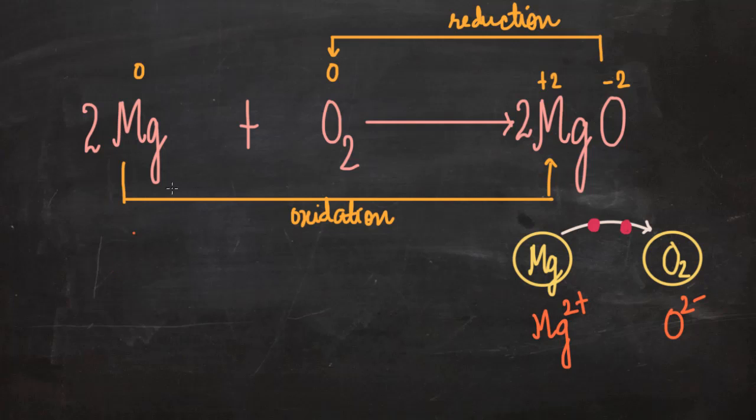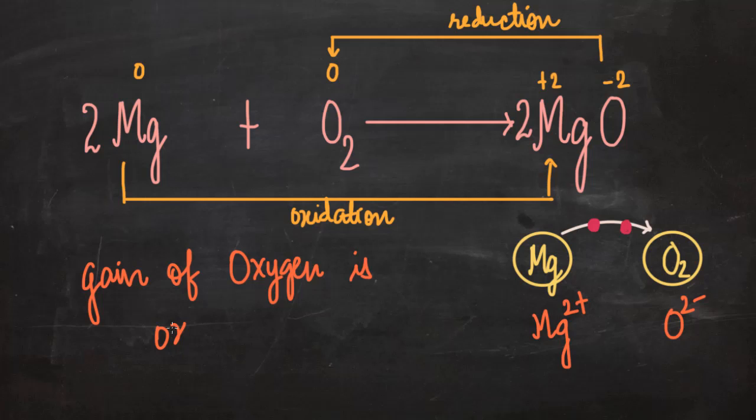We can say one more thing about this. Here magnesium is gaining an oxygen to become MgO. So we can say that gain of oxygen is oxidation. Gain of oxygen is oxidation. So we have seen that oxidation is loss of electrons. Now we are saying that oxidation is gain of oxygen. And see here again, oxidation and reduction are taking place in pairs. So it is a redox reaction.